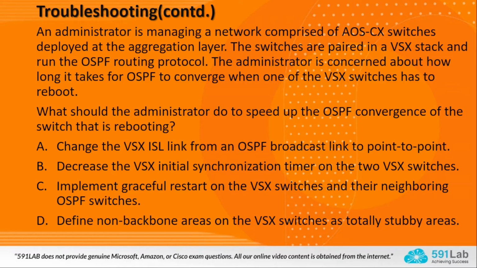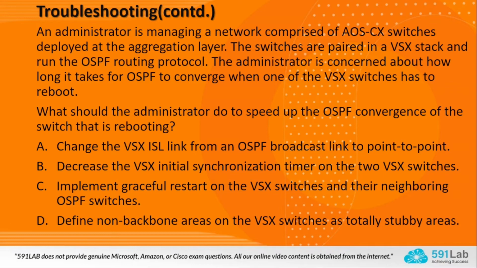Option A. Change the VSX ISL link from an OSPF broadcast link to point-to-point. It doesn't matter whether it is broadcast or point-to-point. No impact on OSPF convergence speed. This is wrong. Option B. Decrease the VSX initial synchronization timer on the two VSX switches. The VSX synchronization timer will affect the synchronization of configuration changes, but not the OSPF convergence speed. This is wrong. Option C. Implement graceful restart on the VSX switches and their neighboring OSPF switches. This looks correct as we have already discussed the same.